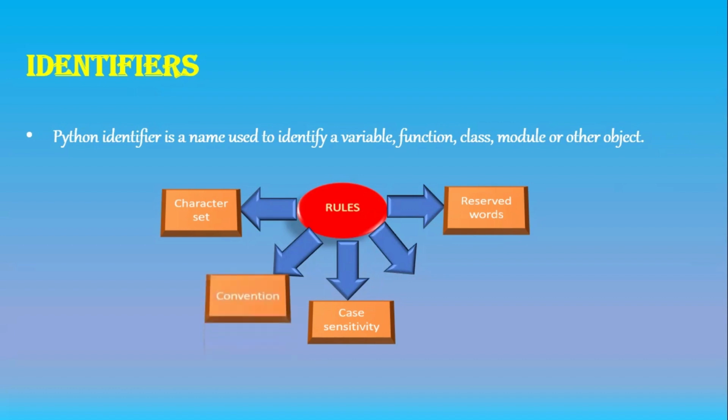The next one is convention. It's a convention in Python to use lowercase letters for variable names and underscores to separate words in multi-word variable names. For class names, the convention is to use camel case. Camel case means starting each word with an uppercase letter without any spaces. I'll show you examples of those also.